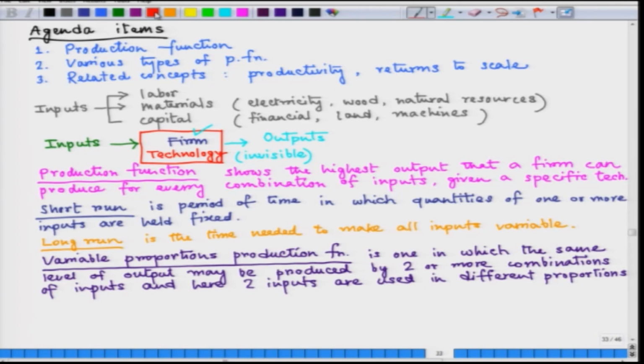A variable proportions production function can be shown in two different or alternative ways, one for short run and one for long run. In the short run, we assume that there are two inputs, one of them is fixed, the other one is variable, and in the long run we are going to assume that both the inputs are variable in nature. So, we are going to first start with the short run case.